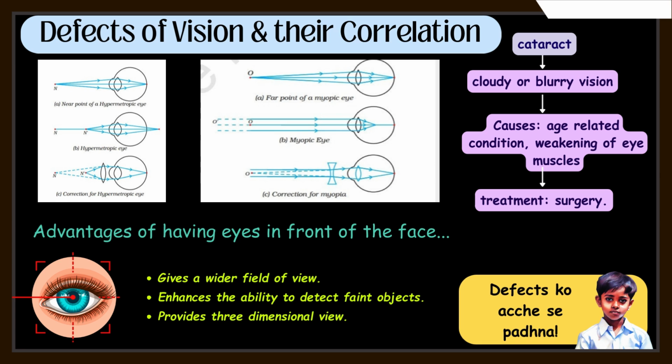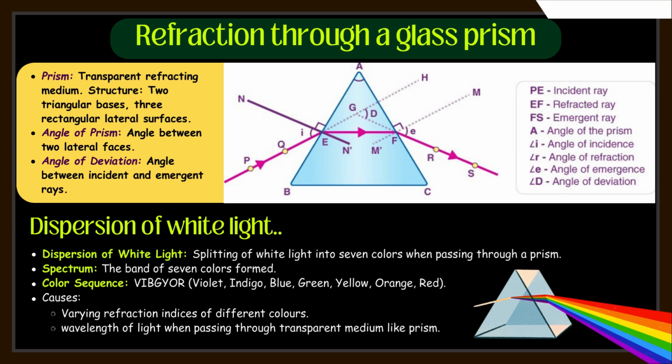and scientifically explained. Let's now understand one of the most fascinating light phenomena: refraction through a prism and the dispersion of white light. First, what is a prism? A prism is a transparent, triangular piece of glass or plastic with two triangular bases and three rectangular lateral surfaces. When light passes through it, it bends or refracts, because it travels from one medium to another, from air into glass, and then back into air.